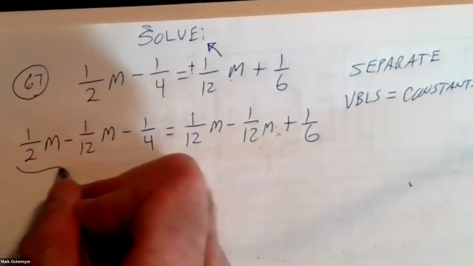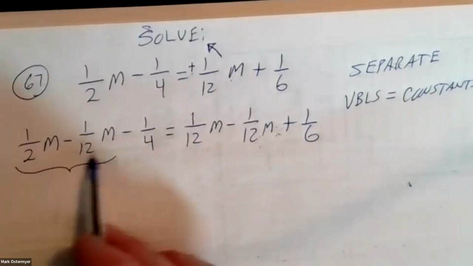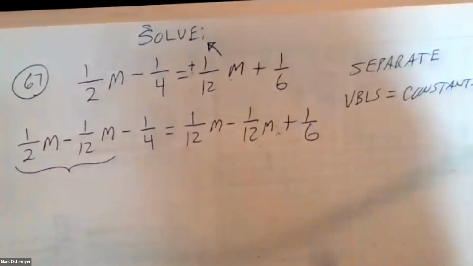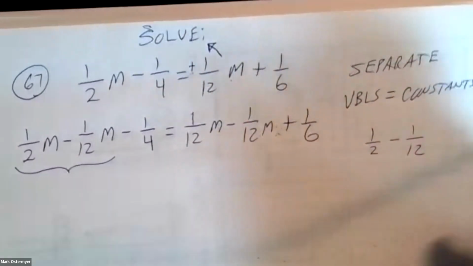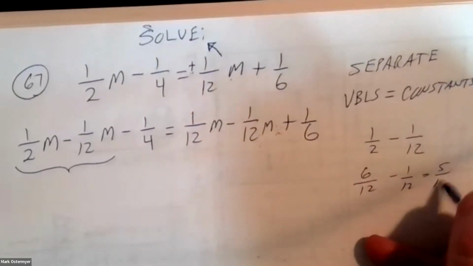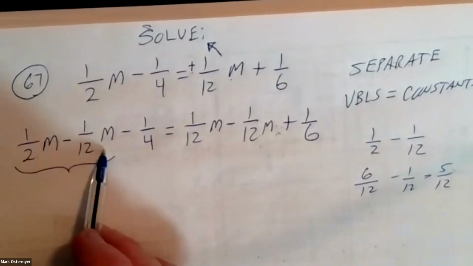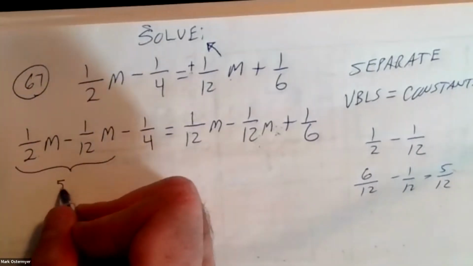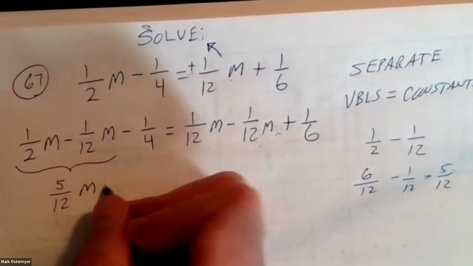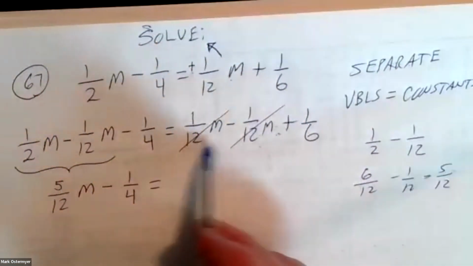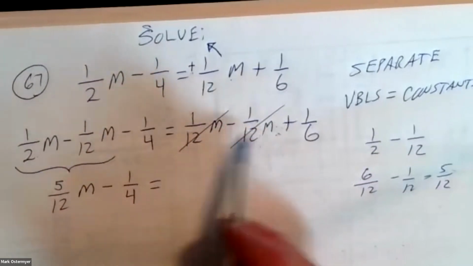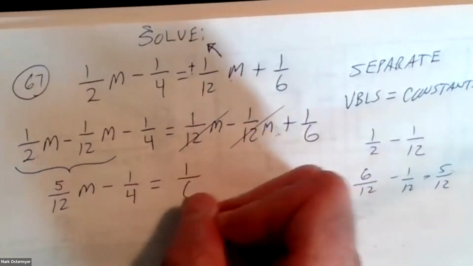Now, we need to combine these fractions here. What's 1/2 m minus 1/12 m? Anybody got a TI-30 or TI-34? What's 1/2 minus 1/12? 5/12. Yeah, it's going to be 6/12 minus 1/12, which is 5/12. Thank you. So 1/2 m minus 1/12 m is going to be 5/12 m minus the 1/4 equals, these 1/12 m's dive out on the right side of your equation. They add up to 0. They're gone. They cancel out, leaving you with 1/6.